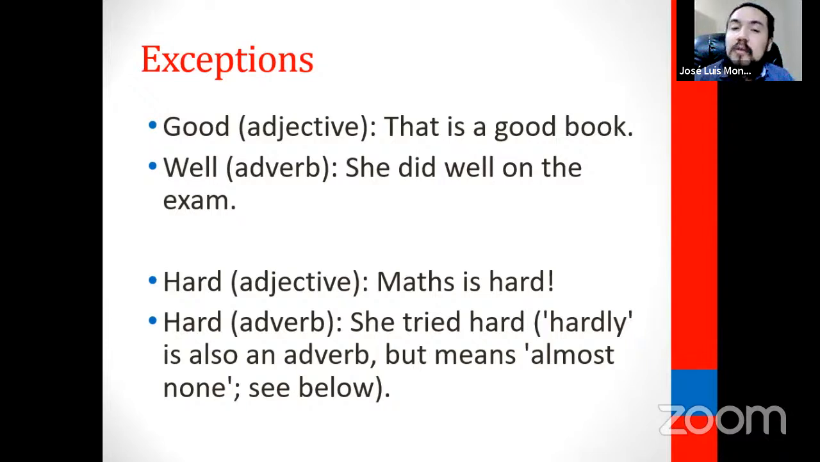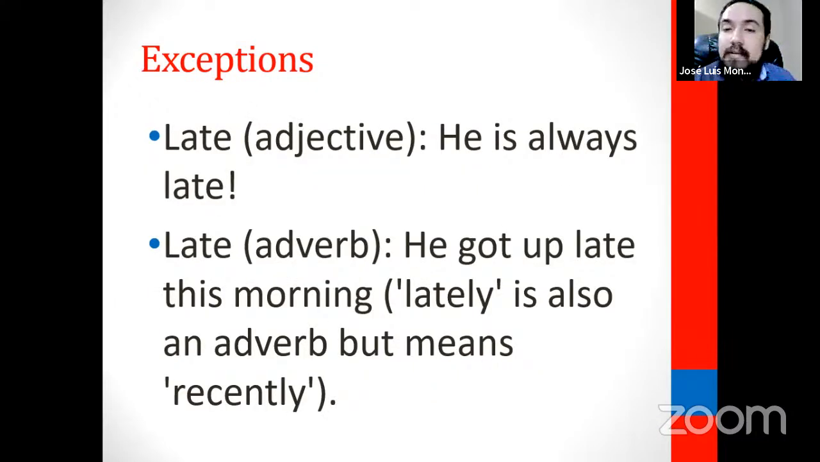How did she do? Well. Hard, this is something I mentioned before. The adjective is hard, maths is hard, and hard is also the adverb. She tried hard. How did she try? Hard. Right? Hardly, as I said, has a meaning by itself, it is a word, and it means almost none.